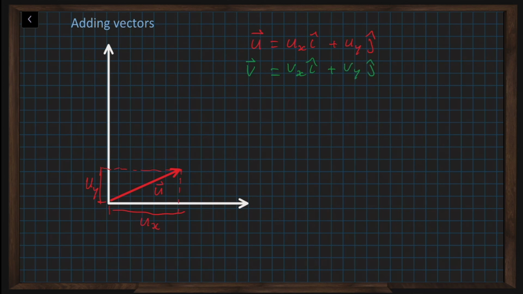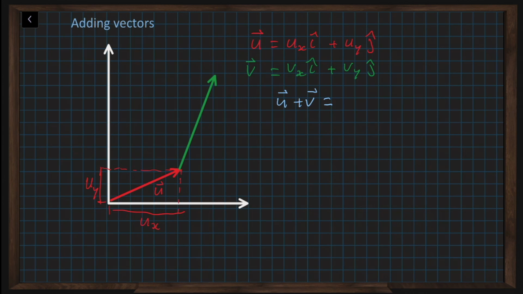And we want to add this to u. We want to find out what u plus v is equal to. So how do we do this? Well, we start graphically. When we add 2 vectors, we take the first vector, and from the tip of that vector, we start drawing the second vector. And let's just put that second vector there.